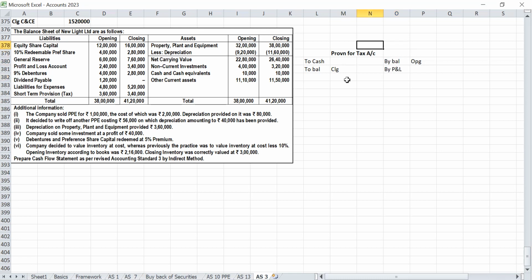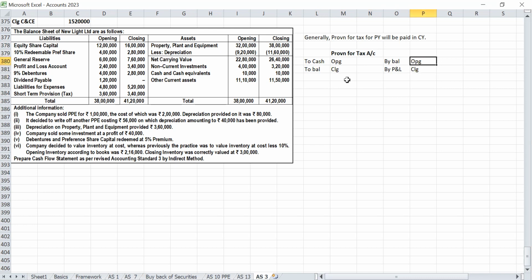The general assumption is that provision for tax for the previous year will be paid in the current year. The previous year is the year whose tax will be paid in the assessment year, which is the current year. Correct? So the opening balance will be paid during the year, and the closing balance will be provided from profit and loss account. This will be the structure.